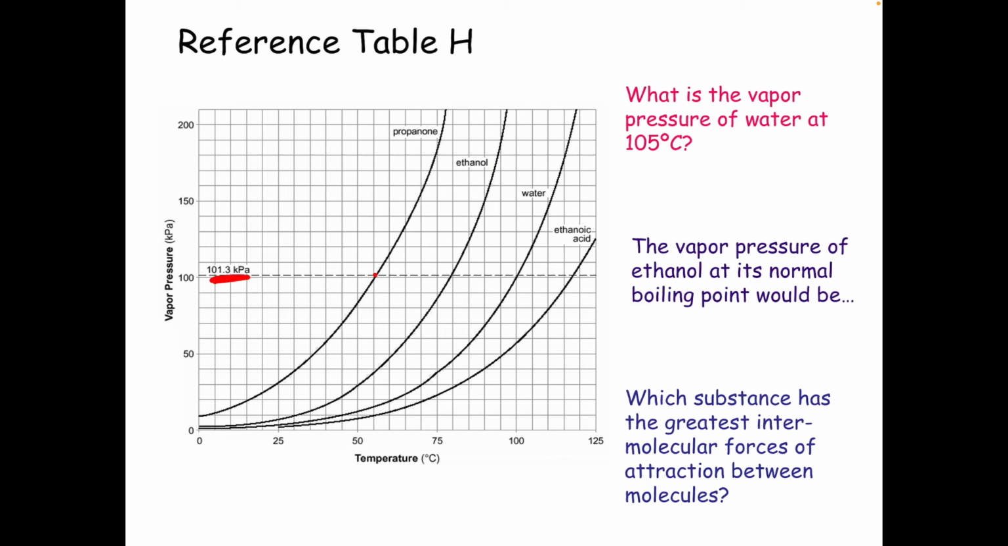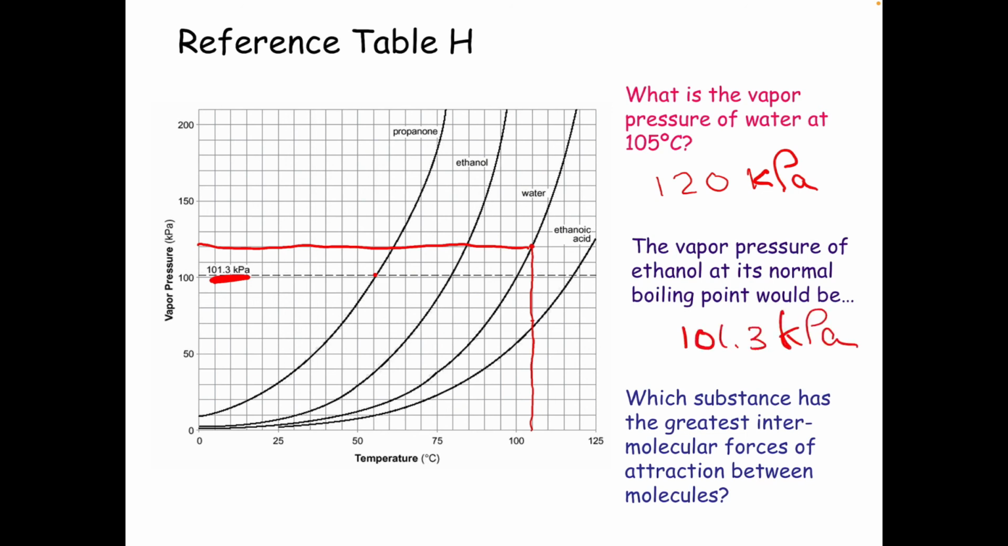What is the vapor pressure of water at 105? Now this is just reading the graph. 105 degrees Celsius. I'm going to travel up until I hit water, and then I travel over. And since I know that the y-axis goes up by tens, it's going to be 100. Hold on, does it go up by tens? Yeah, it goes up by tens. So this is 120 kilopascal. The vapor pressure of ethanol at the normal boiling point, the vapor pressure at boiling point is going to be that 101.3 kilopascal.